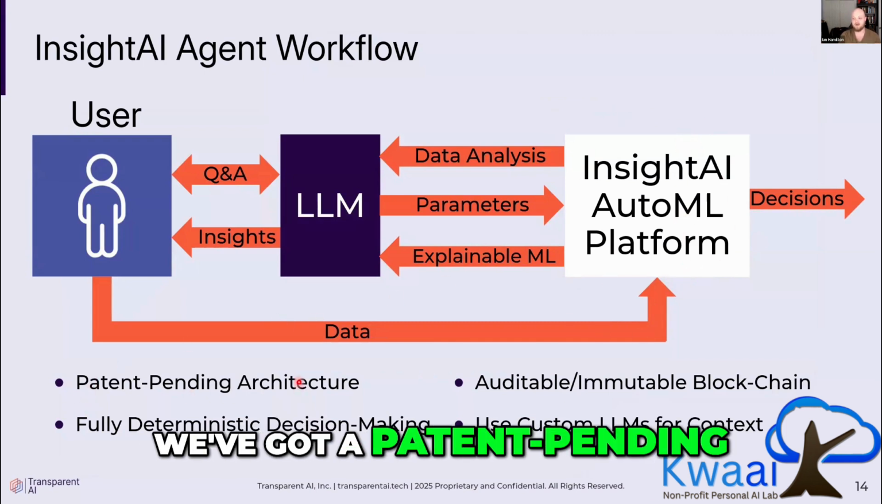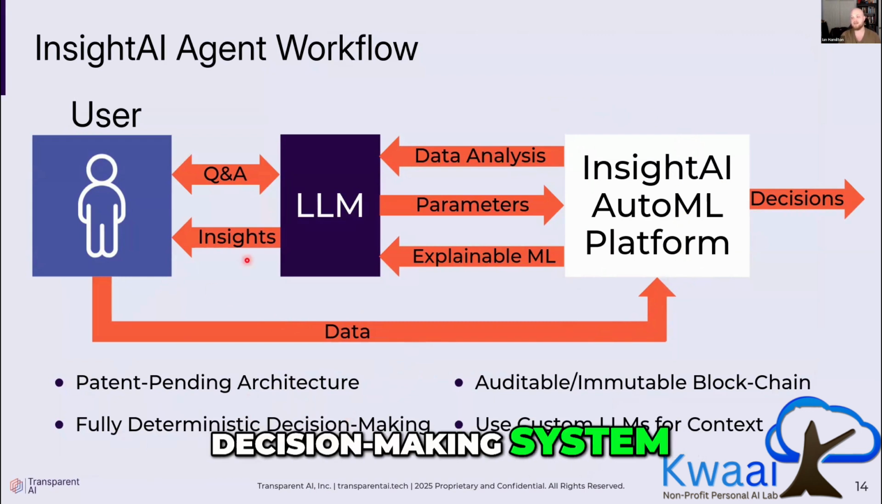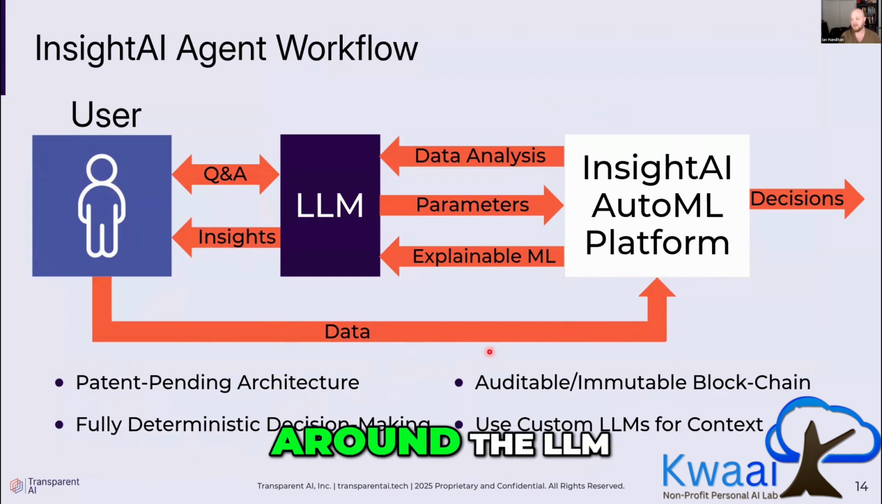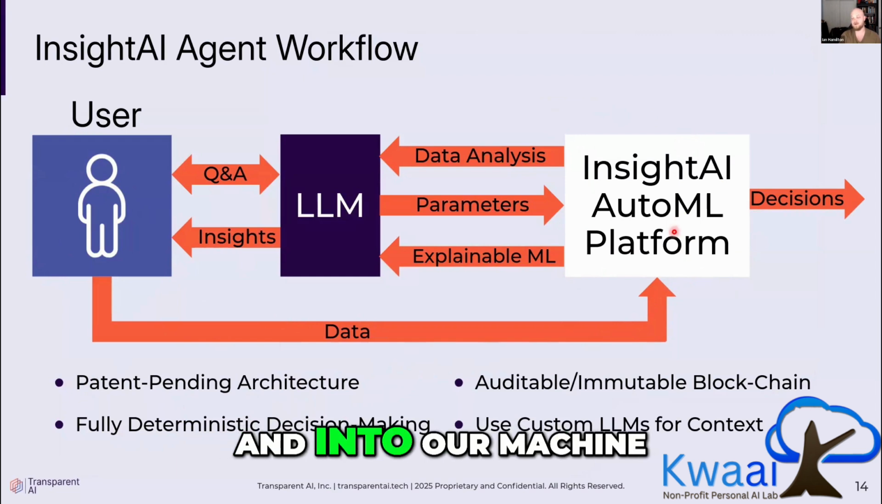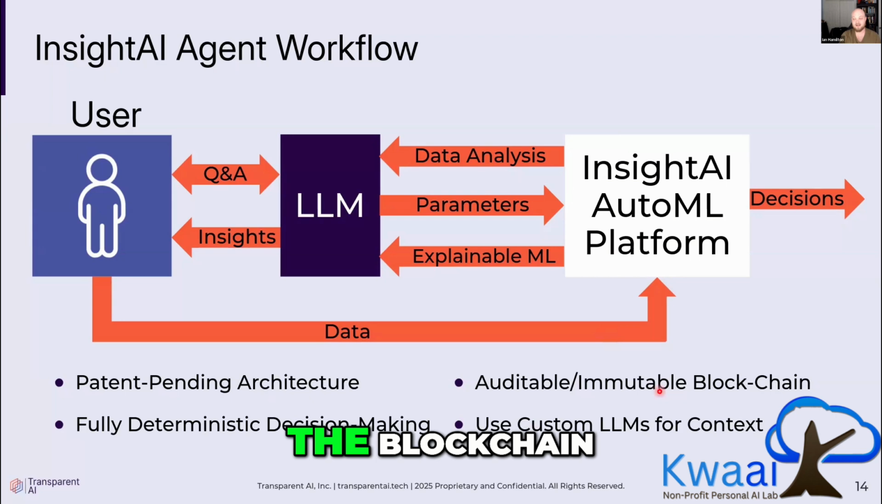We've got a patent pending architecture on this. It's a fully deterministic decision making system. So you notice that the data actually flows around the LLM and into our machine learning toolbox. We can make it auditable and immutable in the blockchain, all the way down to things like data sourcing, so that you can monitor data privacy rights and things like that.